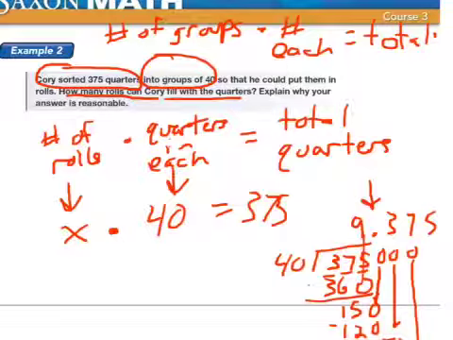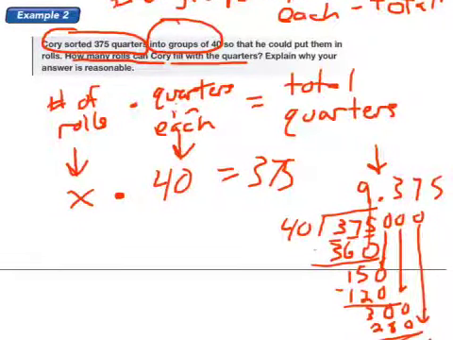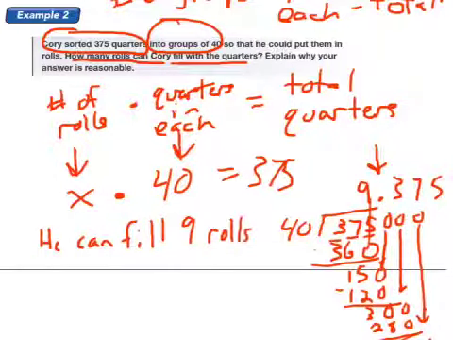Well, we've told you at the beginning that if I do 10 rolls of quarters, that has to be 400 quarters total. We don't have that many. So it's not 10 rolls of quarters. It's got to be 9 rolls of quarters. So we're going to say he can fill 9 rolls. And we're not done because it tells us to explain why our answer is reasonable, so we've got to have another part here.